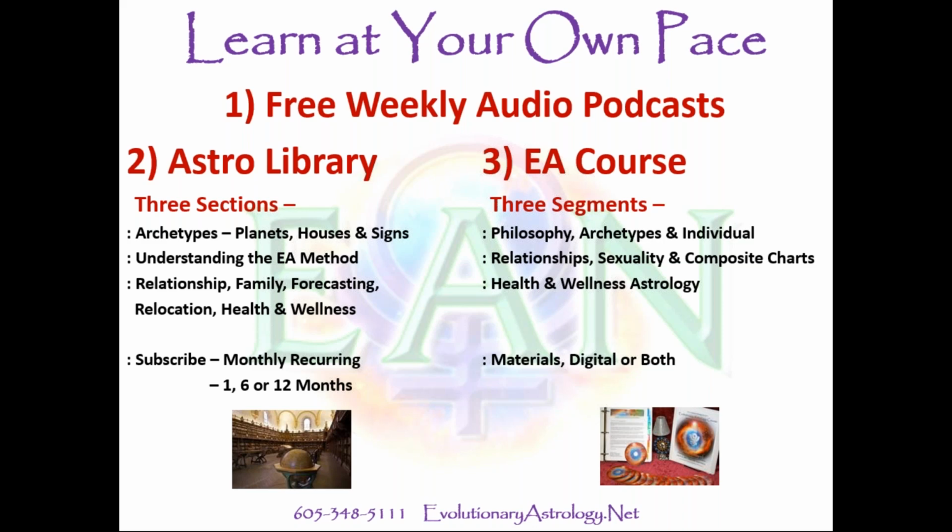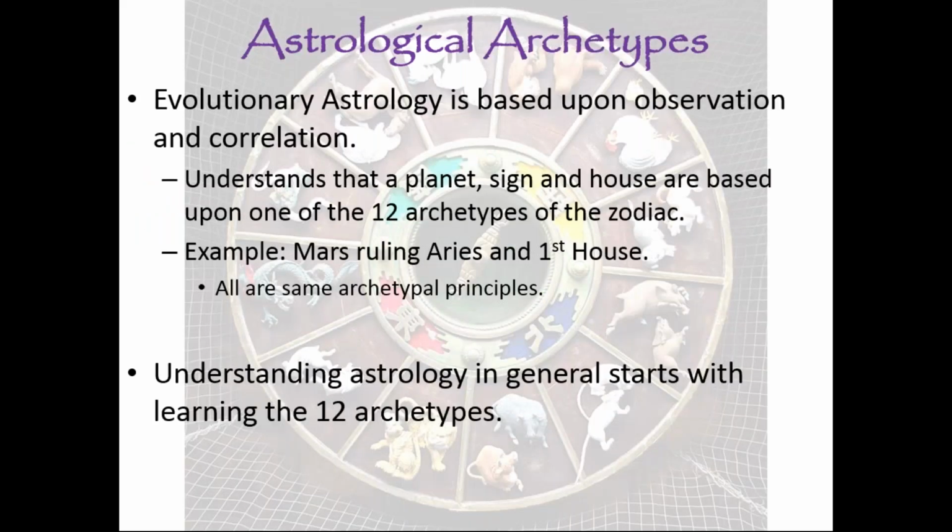So first of all, evolutionary astrology is a methodology that is based upon observation and correlation. You have to observe how any archetype is operating in any individual chart. And for us, an archetype has a spectrum of meaning. We look at a planet and its rulership of a sign and house as one single archetype.